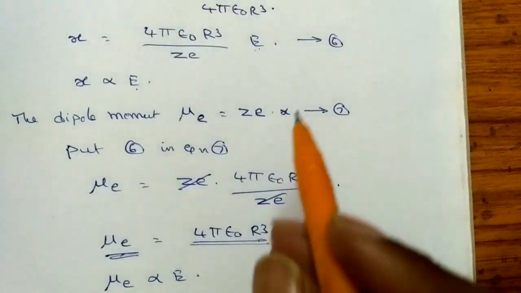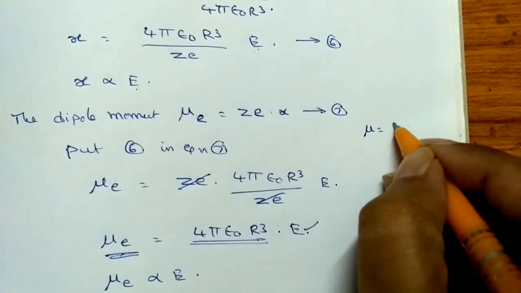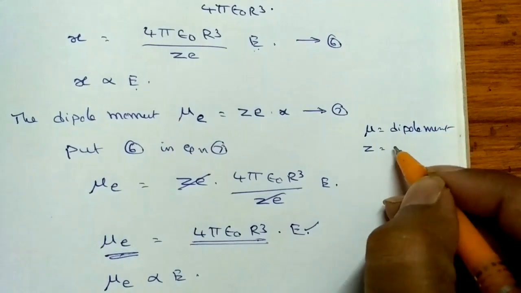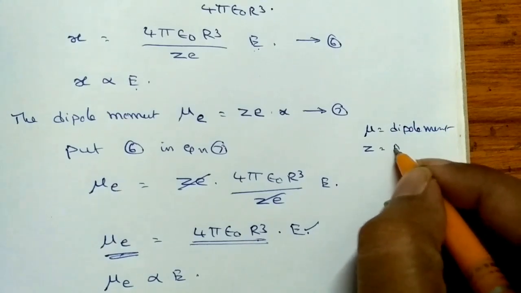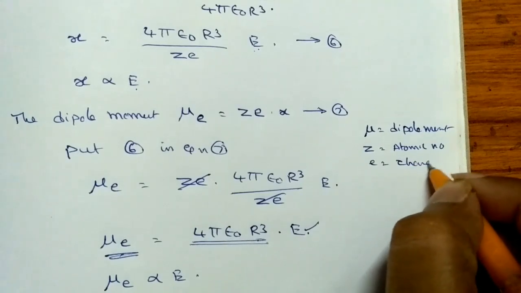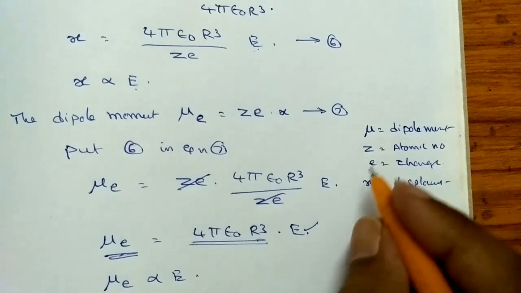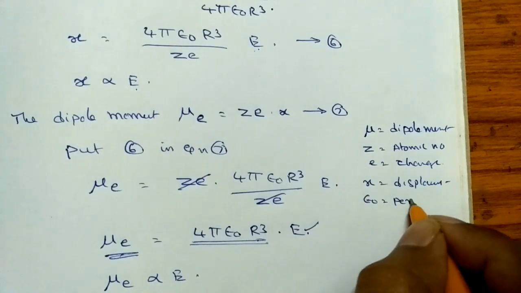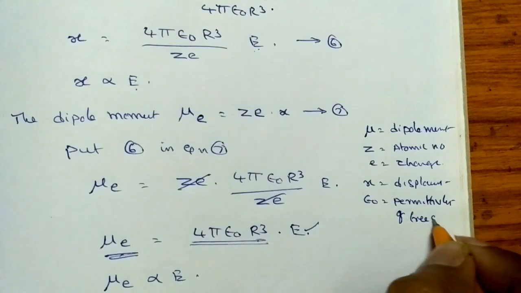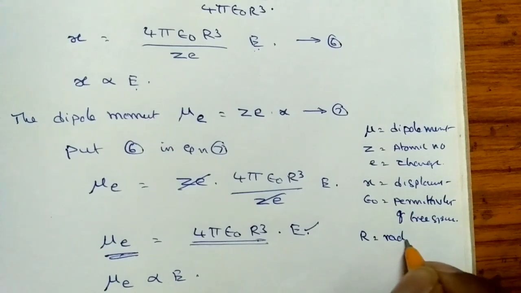Here I would like to write some terms. Here mu is equal to dipole moment. Z means atomic number. e is equal to charge. x is equal to displacement. Epsilon naught is the permittivity of free space. Capital R is the radius of the atom.